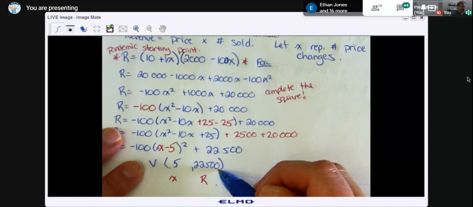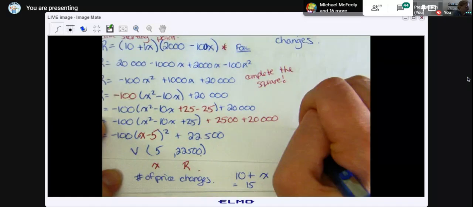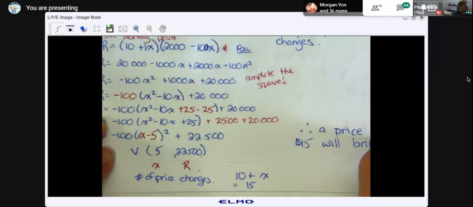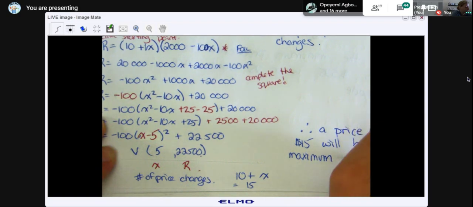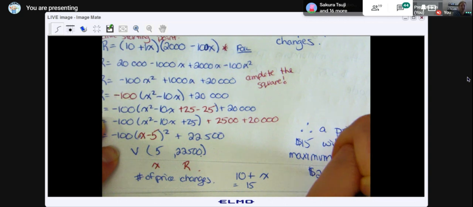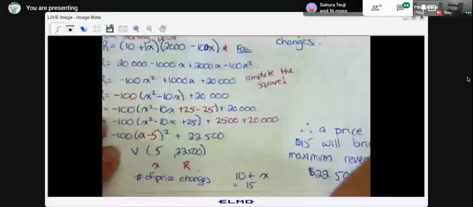And they're actually not going to have a full arena anymore, but they're still making more money. So therefore, a price of $15 will bring a maximum revenue of $22,500. And that is the end of our word problems.